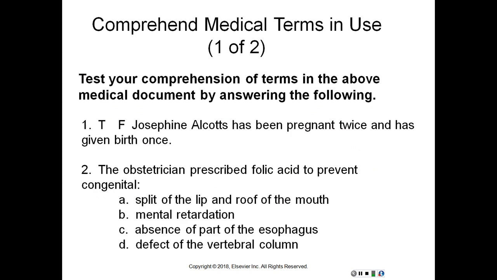So now let's answer the questions. True or false? Josephine has been pregnant twice and has given birth once. And that is true because it said gravida 2 para 1.